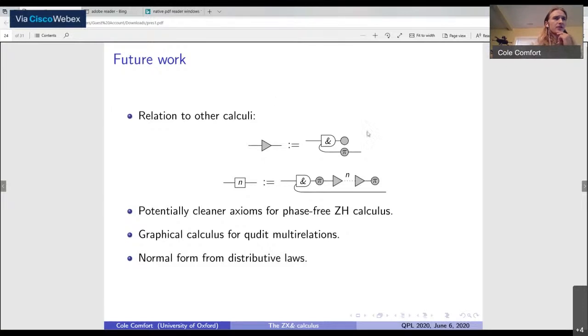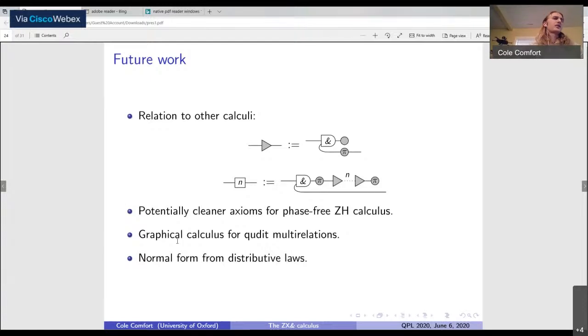So you can get the triangle generator, and then you can also get the Hadamard boxes from the triangle. So there's obviously some relation to the phase-free ZH calculus, but I should note you get the natural number Hadamard boxes, right? Because you only have positive natural numbers. And it would also be interesting to see if you can get nicer axioms for the phase-free ZH calculus.